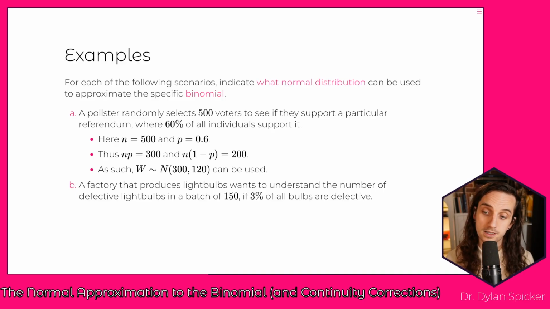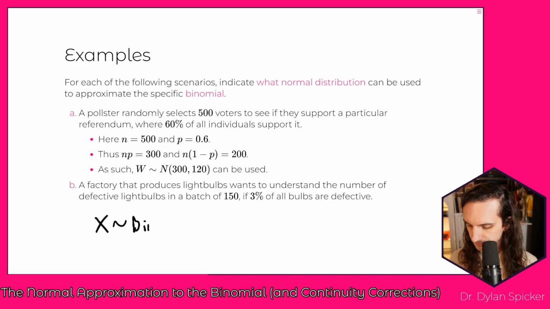Okay, second example here: a factory produces light bulbs and wants to understand the number of defective light bulbs in a batch of 150 if 3% of all light bulbs are defective. So X here is going to be a binomial. The number of samples is going to be 150. That's the number in our batch. The success probability here, where success is it being a defective light bulb, is going to be 3%.